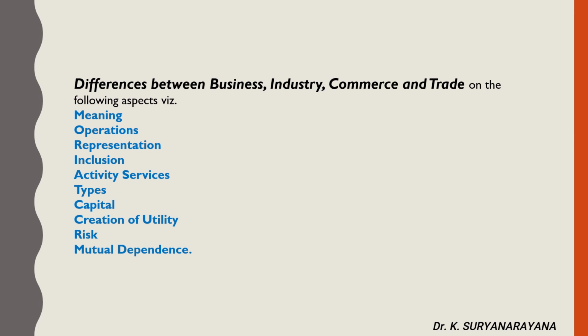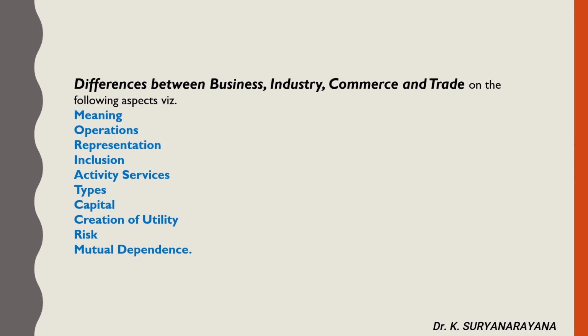Coming to the representation, business seeks only profit aspect. And coming to industry, it represents supply side of goods and services. So it supplies finished goods. And coming to commerce, it represents demand side of goods. So based on the demand side of the goods and services, commerce represents. And coming to trade, it represents both the supply as well as the demand side of goods and services.